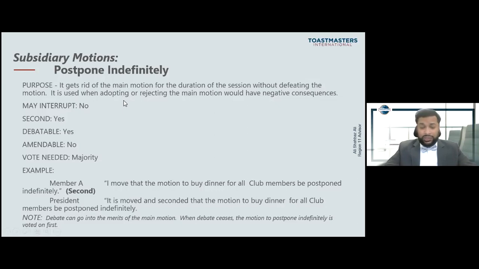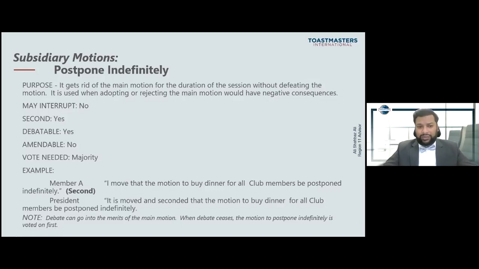In the postpone indefinitely, may interrupt? No, we cannot interrupt when somebody is making this motion. But it has to be seconded, yes. It can be debatable. Somebody can debate, why are you coming up with such a motion? We are already discussing a main motion, which is quite important. Okay? It can't be amended. We cannot amend this motion. We need a majority of people to vote for it, 50% plus 1.